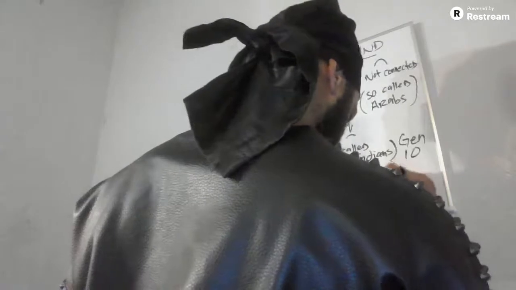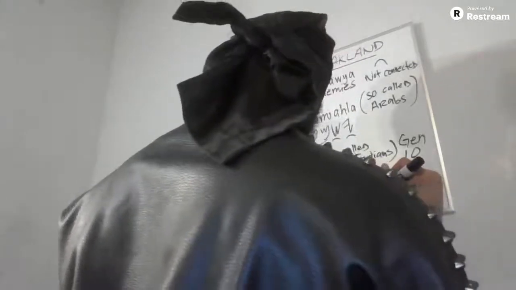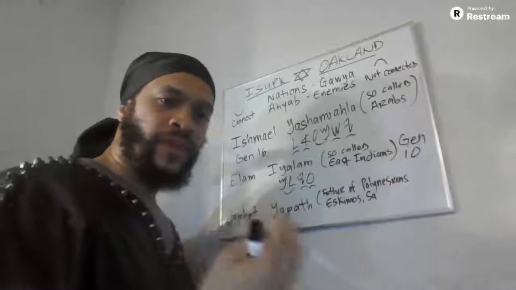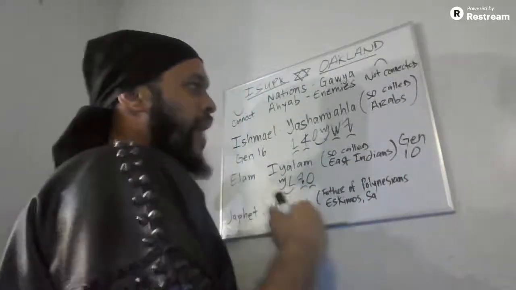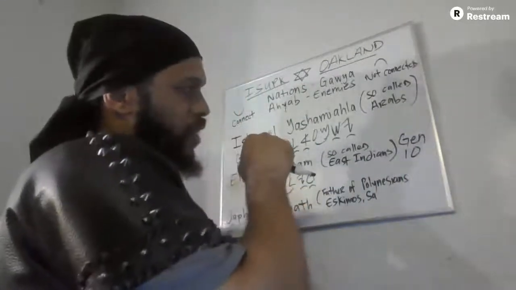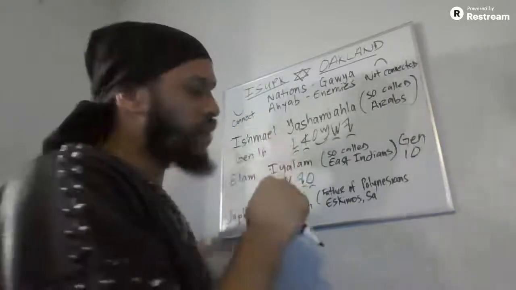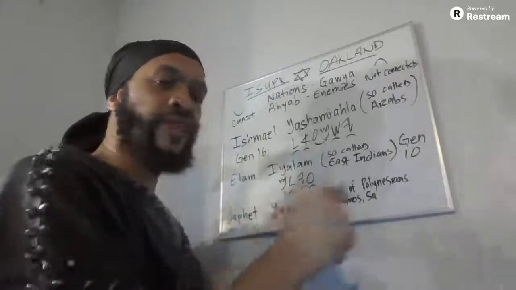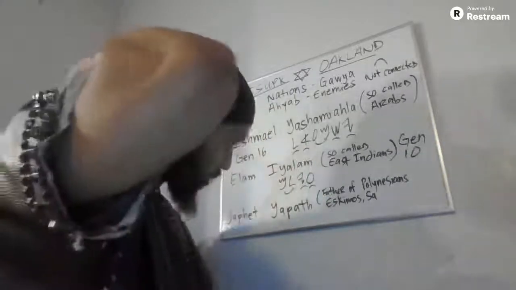The Eskimos, Samoans, Aboriginal Australians, and the Filipinos. So everybody thinks Filipinos are Asian. They're not. Asians are Shemitic, whereas the Filipinos, they're Japhetic. They're a totally different seed of people.